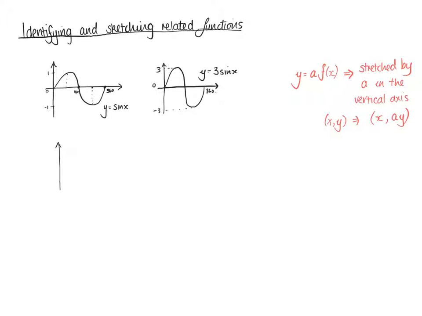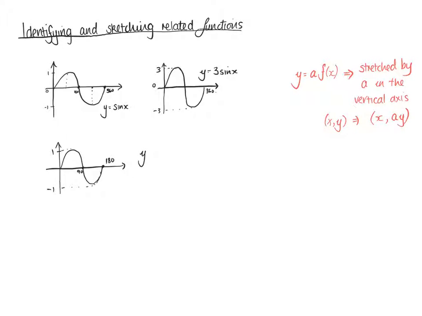So the other one we can do is we could start our graph, and it's just going to look the same. We've still got our 1 up here, and we've still got down here our minus 1. But instead of having 360 here, I've only got 180. And here, I've got 90.